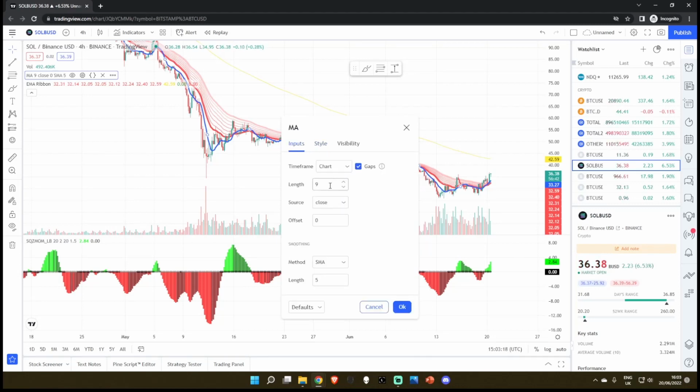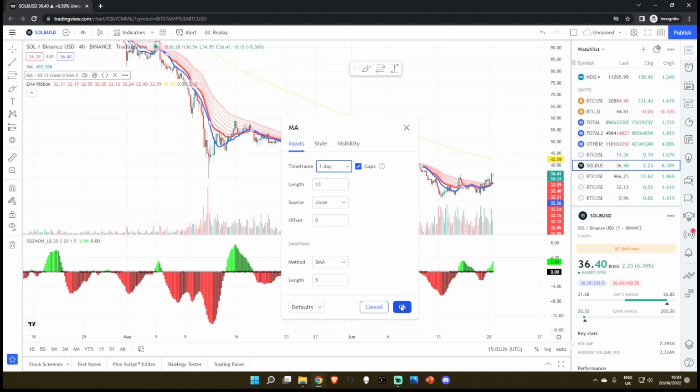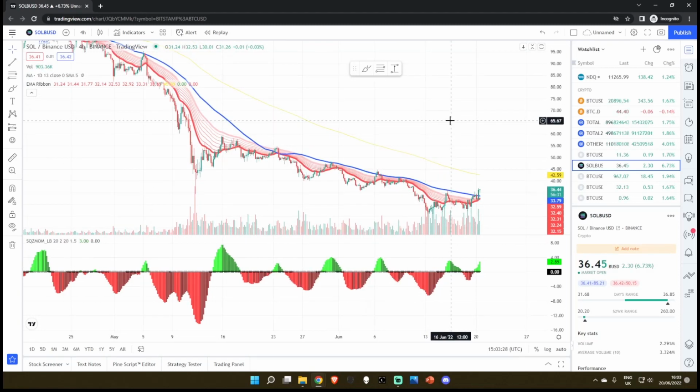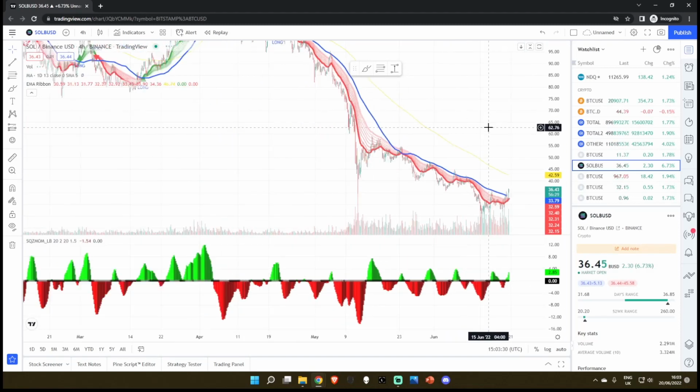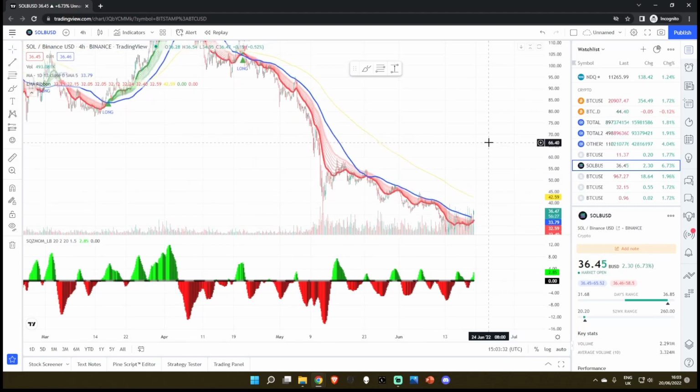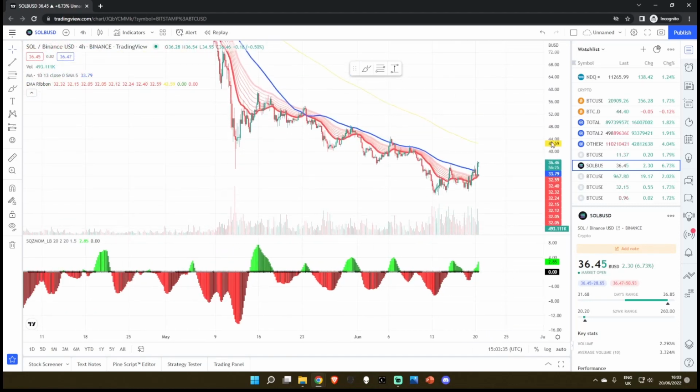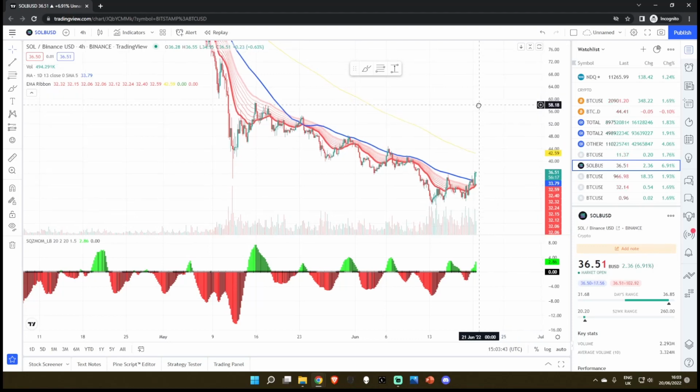Then you want to head over to inputs and change this from the 9 to the 13, and you want to select the daily time frame. It's very imperative you put this on the daily time frame. Why we do this is because when we're looking at the 4-hourly time frame, it's very easy using bunny hills to, like I said, distinguish between fake outs and confirmed breakouts. So let's jump right into this.